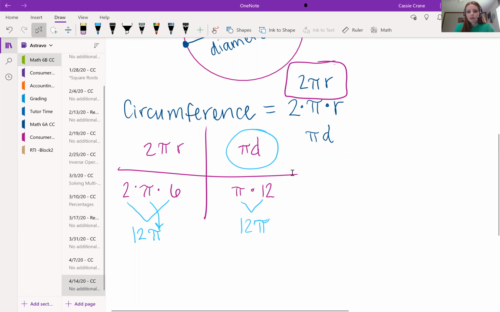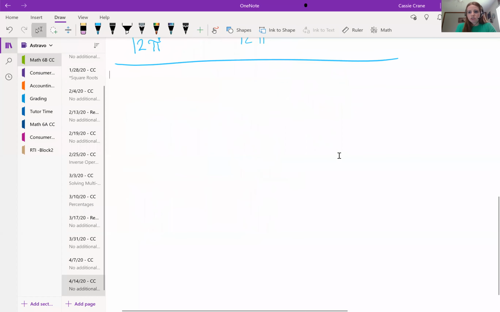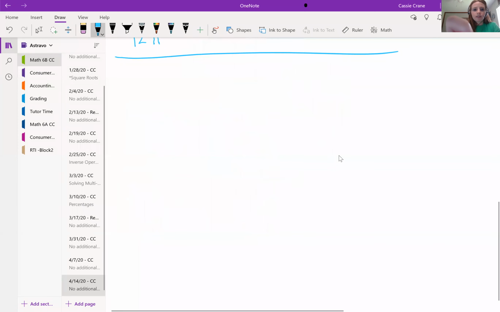Okay, so let's do another example real quick of finding the circumference. Let's say this time we just know the radius. Let's say that our radius is equal to 11. What's the circumference?